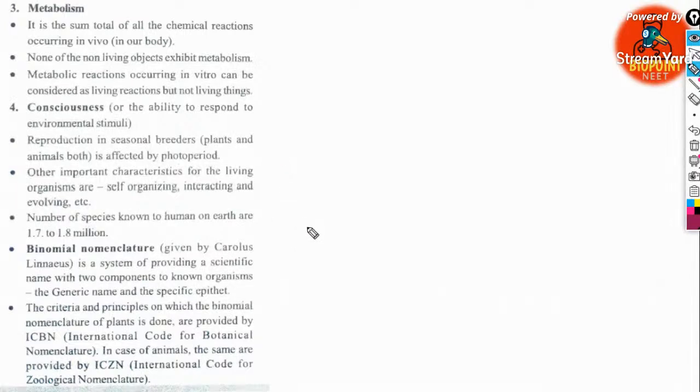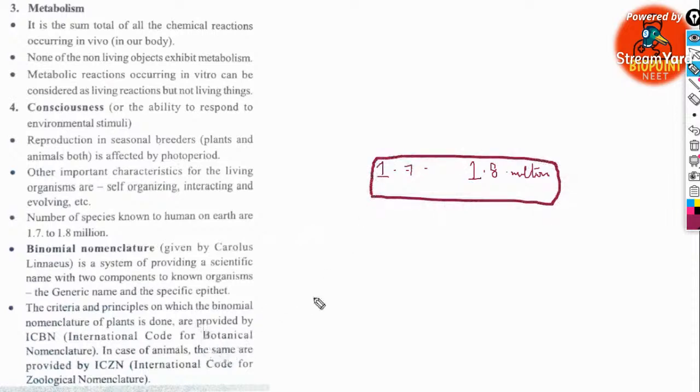Okay. So biodiversity, if we talk about that, it refers to the number and types of organisms present on the earth. So the variety of organisms and species living on the earth is what we call biodiversity. Number of species: the count of species on the earth is 1.7 to 1.8 million.